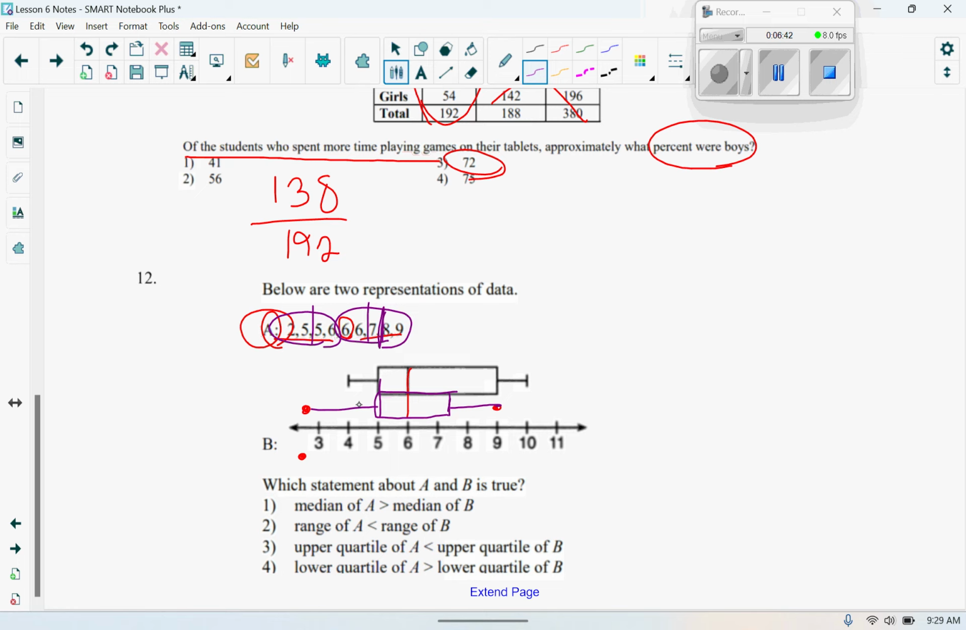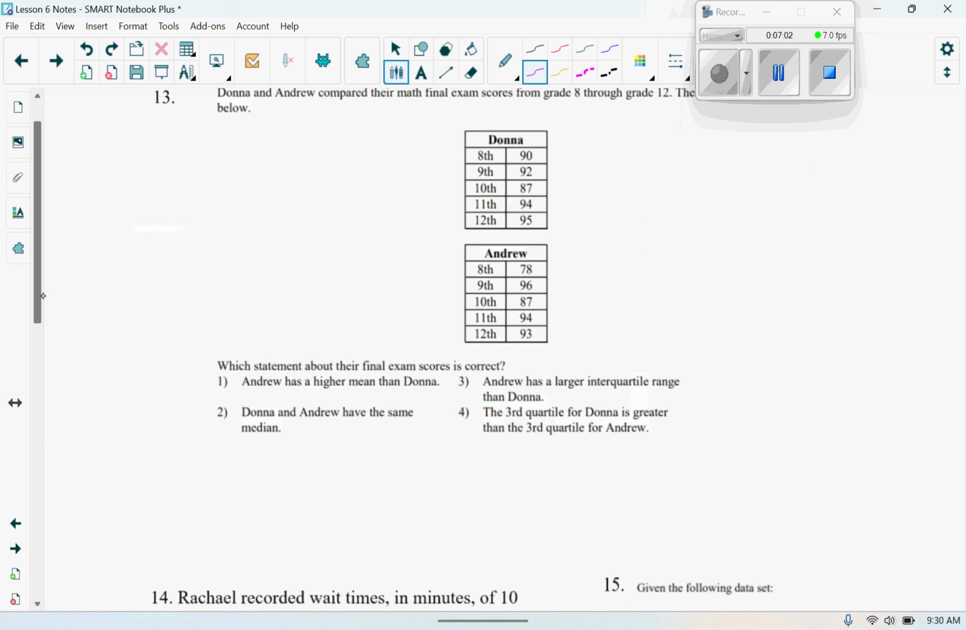So let's answer the questions. Is the median of A greater than the median of B? No. Is the range of A less than the range of B? No. The upper quartile of A is less than the upper quartile of B. Yes, that's the one.